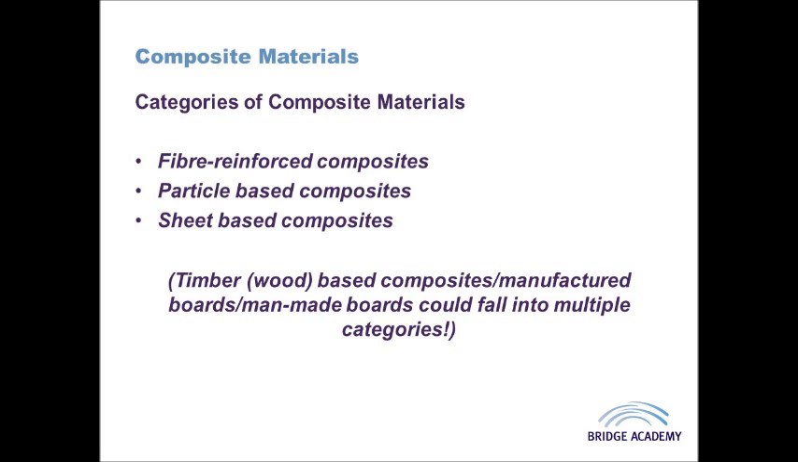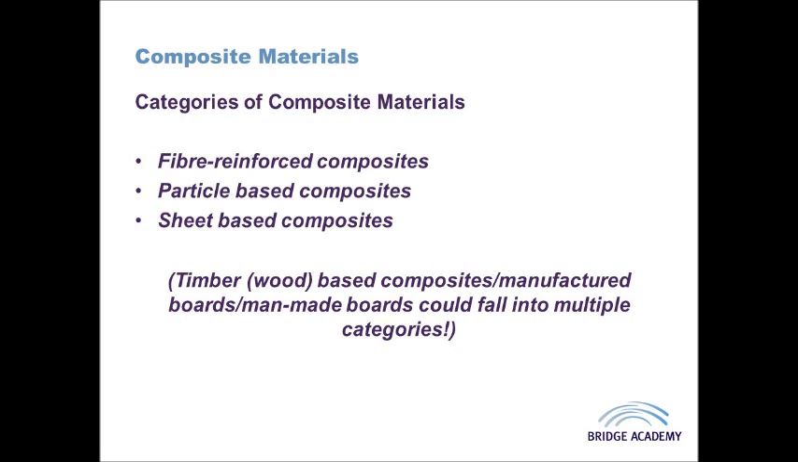Firstly, you have fibre-reinforced composites. Now, a fibre is effectively a strand, like a woven strand, a woven material, and this is normally combined with resins or matrices effectively to hold those strands together. An example of this being something like glass-reinforced polymer or carbon-reinforced polymer.